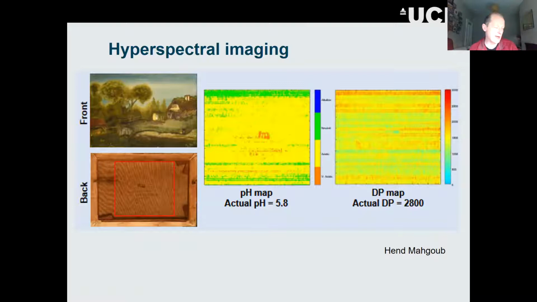One thing which I think is really quite exciting and something which is the way forward here is to take something like hyperspectral imaging, but instead of looking at pigments, we can take signatures from the spectrum that correspond to the chemistry of the object that we're looking at. So here in the middle image, we're looking at the pH. So this is the acidity of the paper. On the right-hand side, DP stands for degree of polymerization.